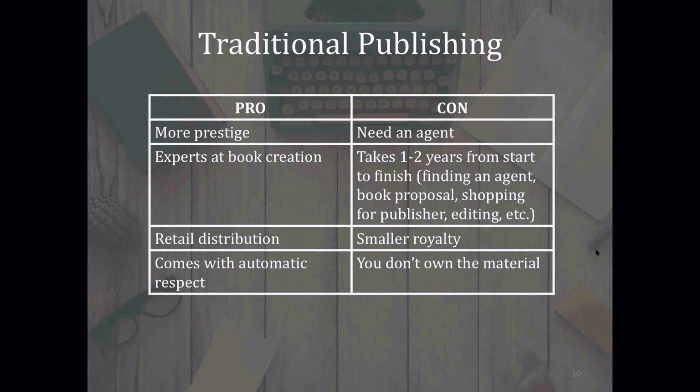Now, what about the cons of traditional publishing? Well, there are some drawbacks, just as there are some pros and cons to self-publishing, which we'll get to here in a second. There are 4 specifically that I want to mention. The first drawback of traditional publishing is that you do need an agent most of the time.